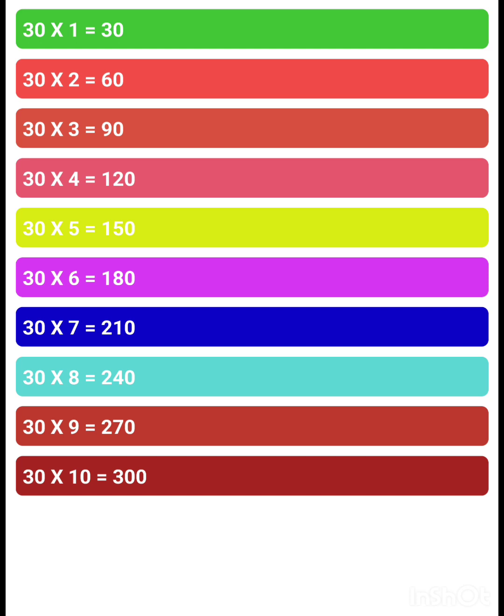30 sixes are 180. 30 sevens are 210. 30 eights are 240. 30 nines are 270. 30 tens are 300.